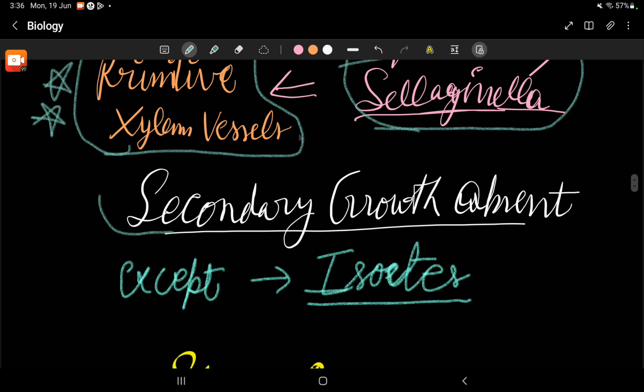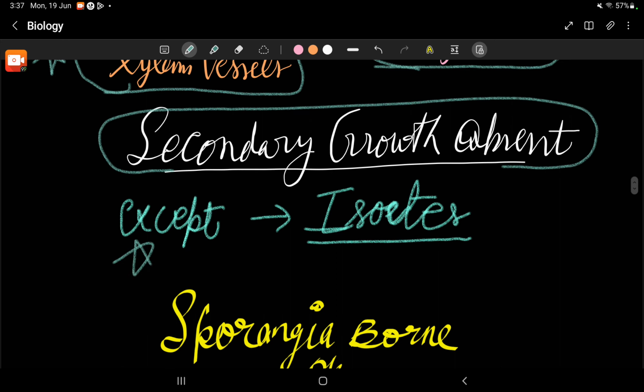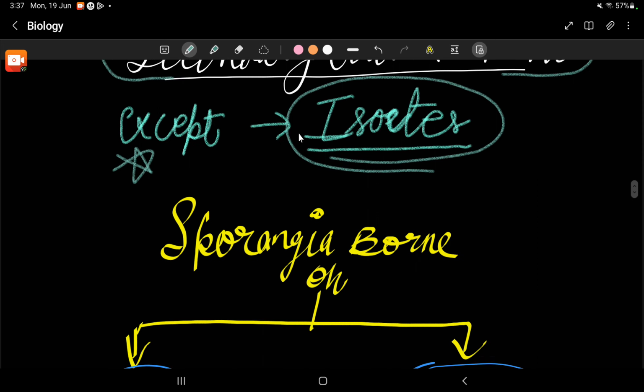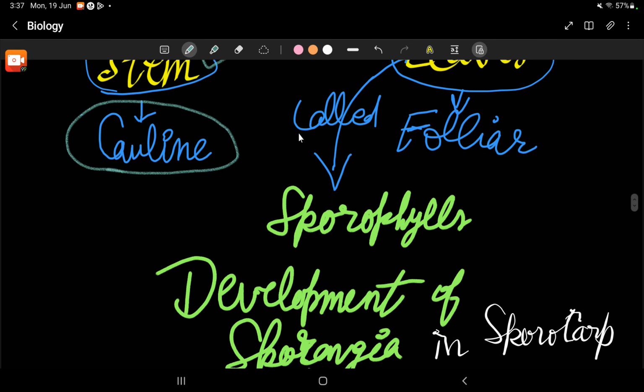Next, secondary growth is absent in most, but there is also an exception. Isoetes has secondary growth. Next, if sporangia are borne on the stem, it is called cauline, and if borne on leaves it is called foliar, and those leaves are called sporophylls.